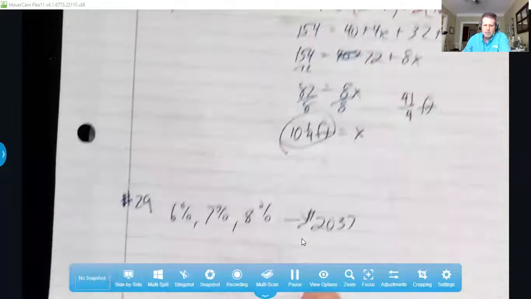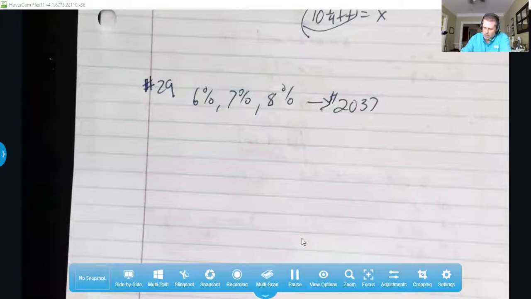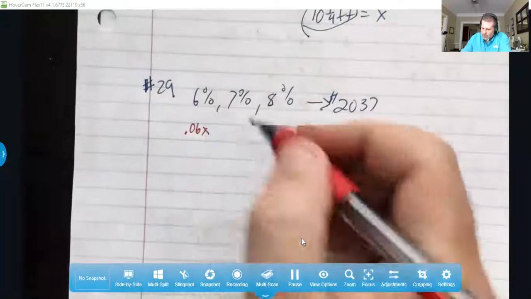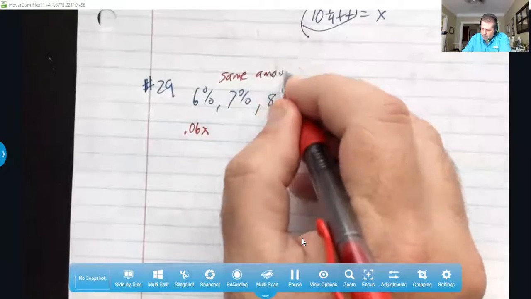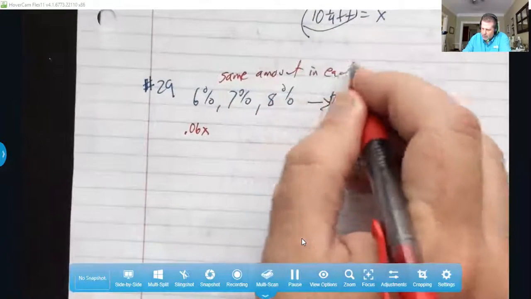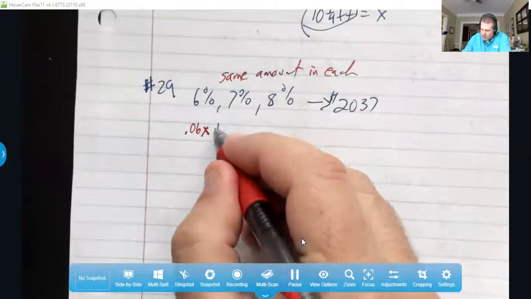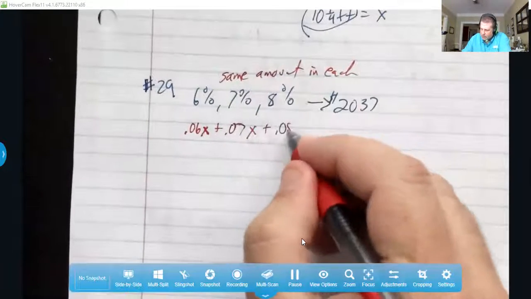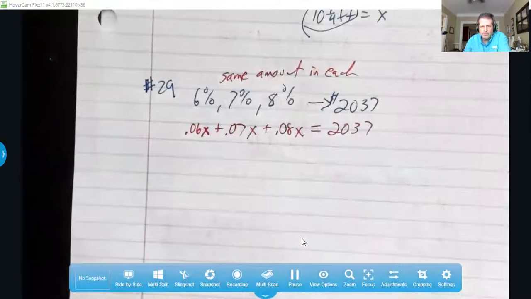All right, so here's the problem. This is how much they invested in each. So what we're going to do is put them in decimal form. And since it's the same amount in each, it makes it a little bit different. I'm going to make the first amount x, plus the 7% of x because they're exactly the same amounts, plus 8% of x, and it's going to equal this number here.